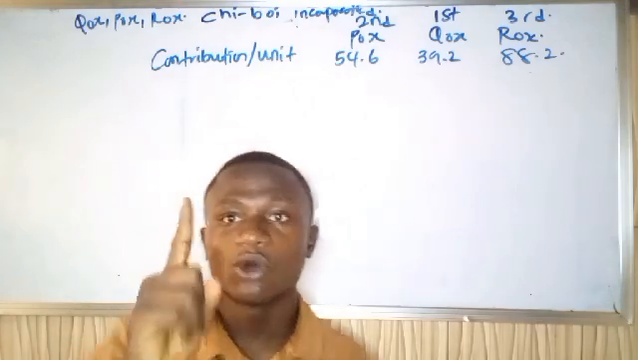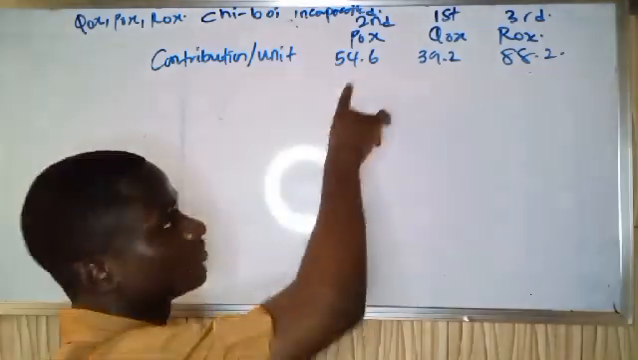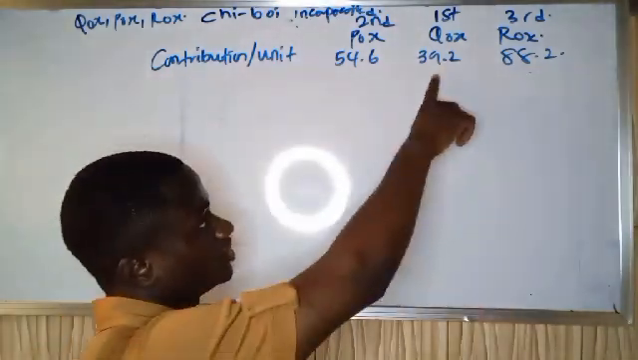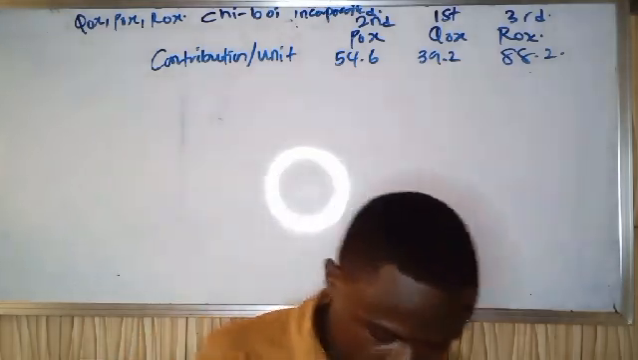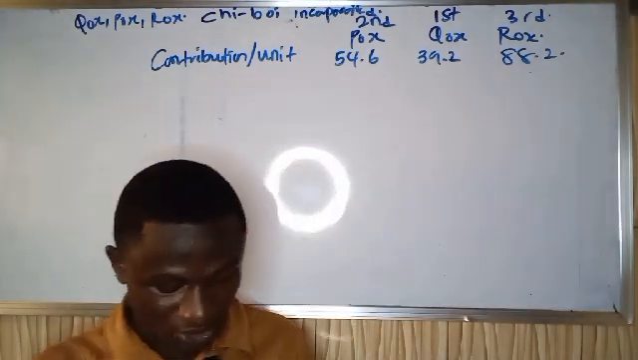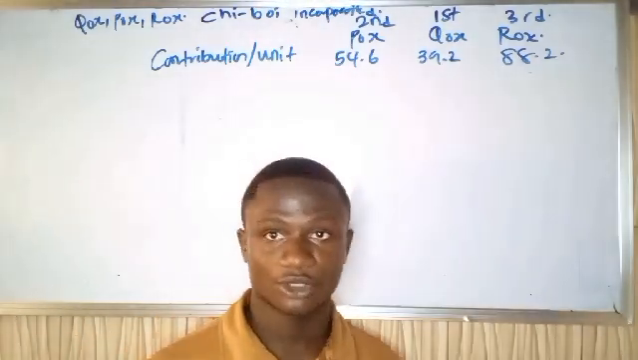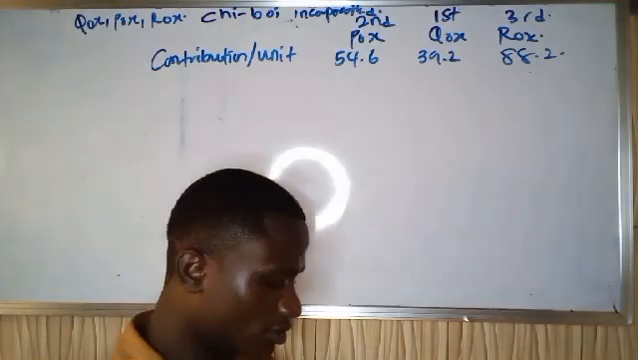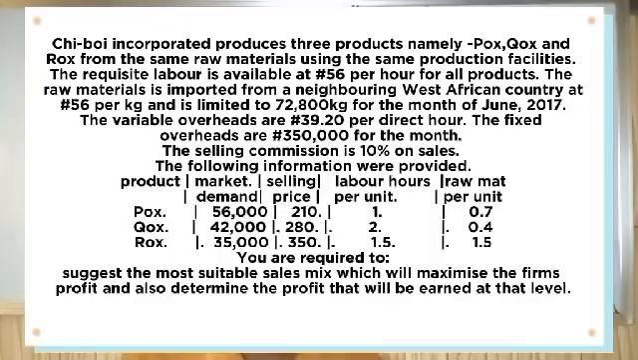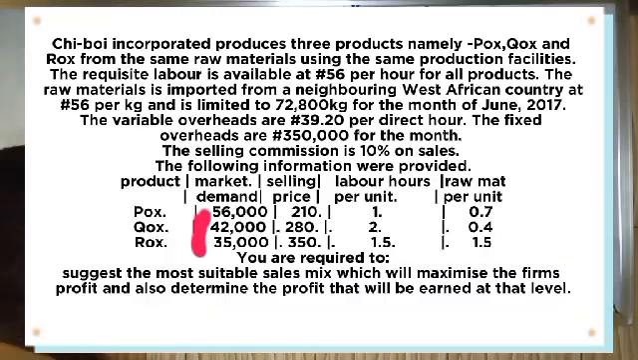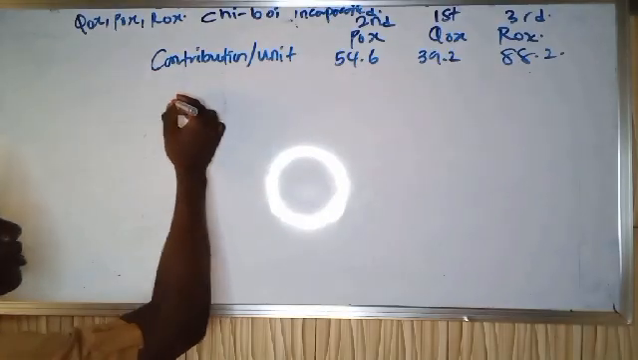That means that for 1 unit of production, they'll be earning 54.6 as contribution on this, and on that. So now the question says we should calculate which sales mix will maximize this production. Don't forget, if you look at the question already, they said the market demand is for quarks. Market demand for quarks.